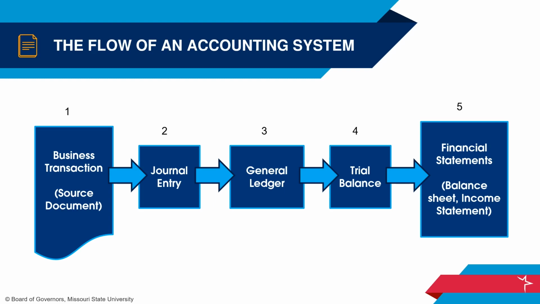A trial balance is prepared at the end of an accounting period by adding up all of the account balances in your general ledger. The sum of the debit balances should equal the sum of the credit balances. If total debits don't equal total credits, you must track down the errors. Finally, financial statements are prepared from the information in your trial balance.